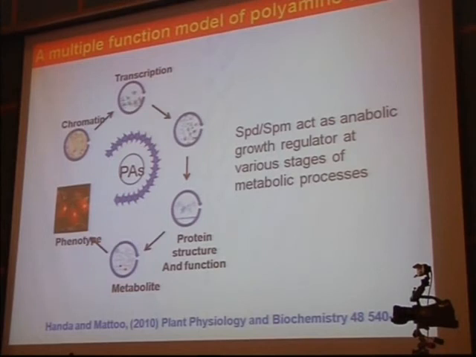So basically, based on all the studies, it seems like polyamines don't have a single mode of action. They act on multiple stages in development. They act at the level of chromatin, they modify transcription, they modify translation, they modify protein structure and function, they modify the metabolites, and they ultimately reflect themselves in the form of phenotypes, which is very useful.